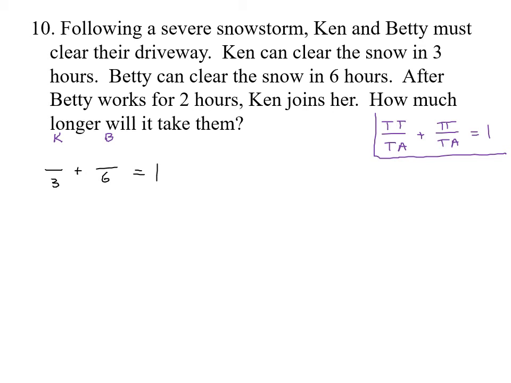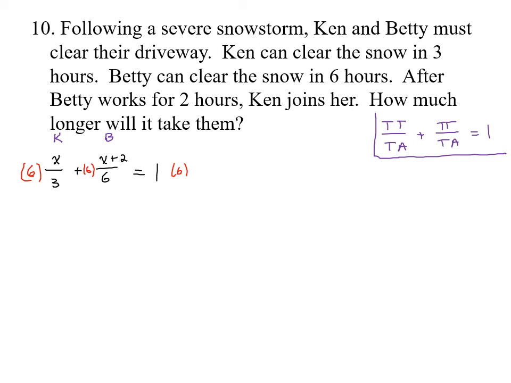So one of them needs to be X, but one of them needs to take into account that Betty works for 2 hours before Ken joins her. So if Betty works 2 hours already, then if we let Ken be X, Betty would be X plus 2. She worked 2 more hours than he did. If you let X be Betty, then Ken would be X minus 2. So it just kind of depends on how you write the problem. And so we'll solve it, kind of like the rest of them. The 6 and the 3 on the bottom have a common denominator of 6. So I'm going to multiply everything in the problem times 6.